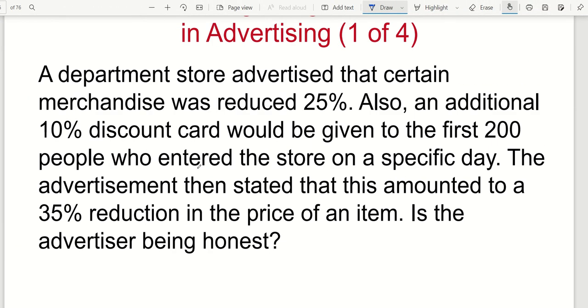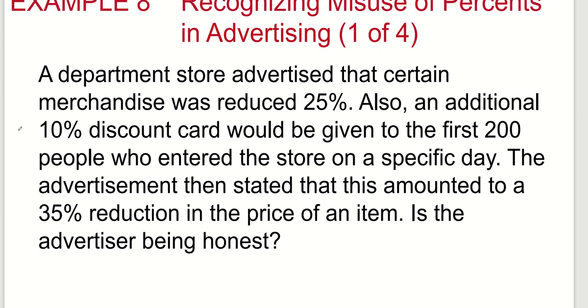Here, they say that a department store is advertising that certain merchandise was reduced by 25%. And then after that reduction, they will then give another 10% discount to the first 200 people that enter the store that day. And they're claiming that that 25% reduction, followed by an additional 10% reduction, will create a total of 35% reduction. Is this an honest assessment of the total savings that those particular shoppers could expect?